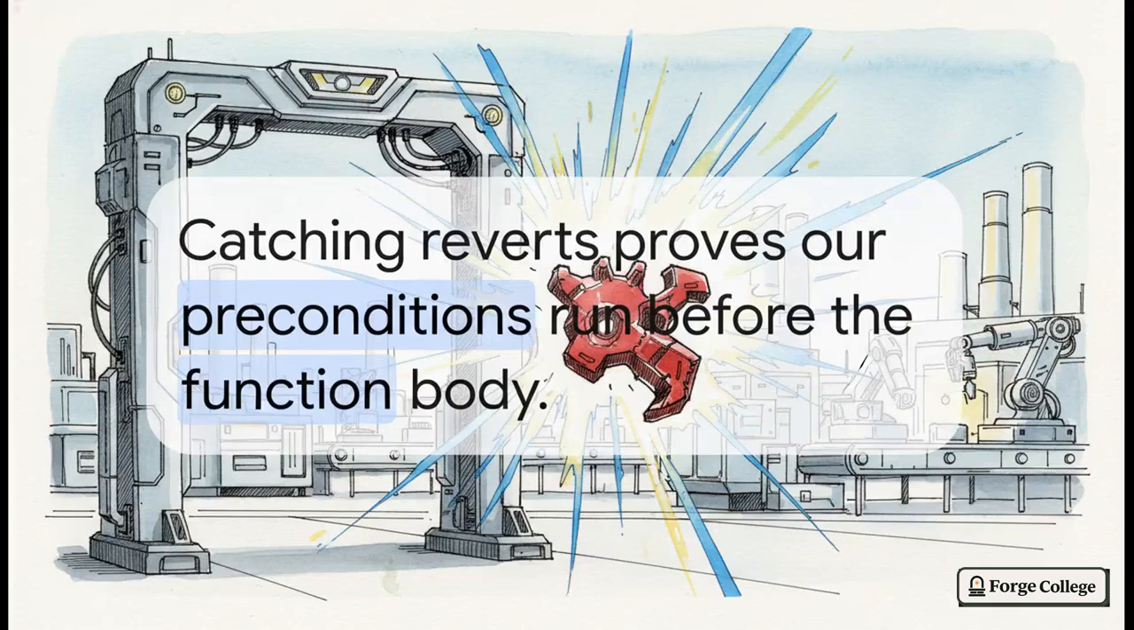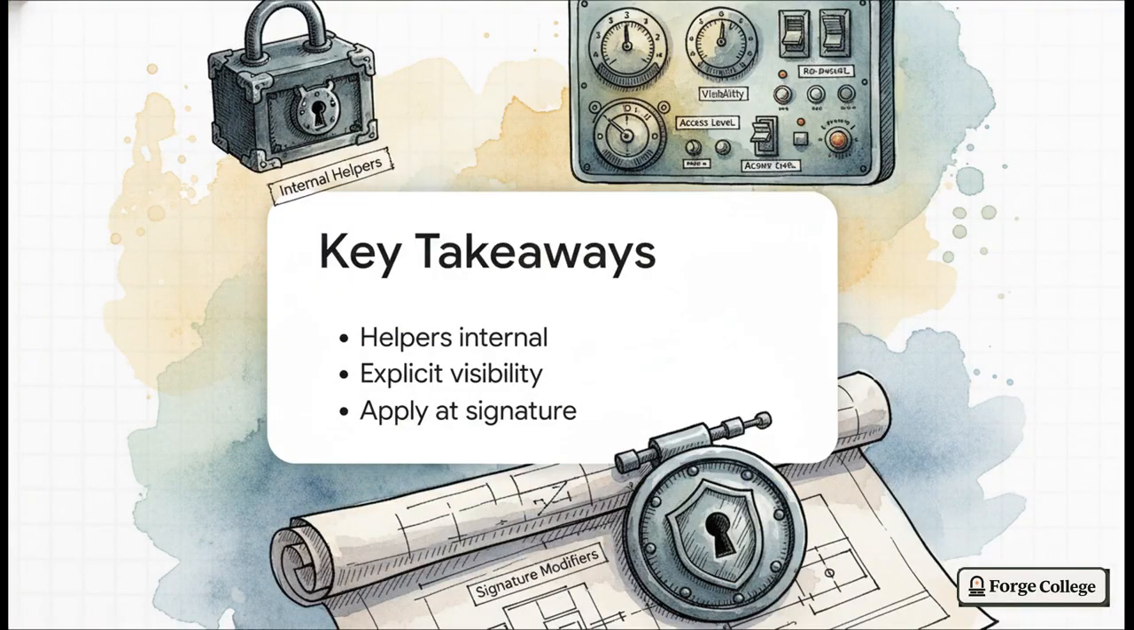So the crucial point is this. Catching these expected reverts proves our preconditions are rock solid. Because we applied the modifiers at the function signature level, the checks run before the function body ever even executes. If a transaction fails the check, it reverts instantly, which saves gas and comprehensively protects our core logic from ever processing bad data. Let's quickly summarize the 3 concrete principles for creating clean, optimized Solidity blueprints.